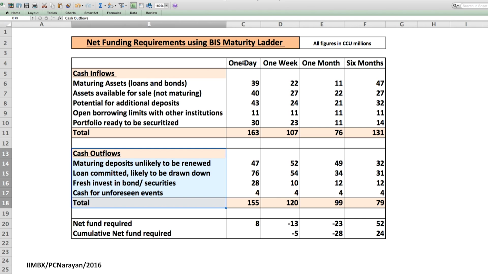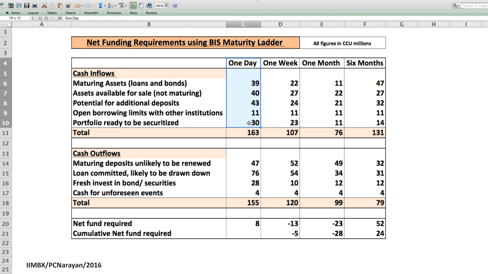Now, if you look at, for example, the planning horizon for the next 24 hours, what it shows you is the CCU in millions that are likely to inflow against each of these line items, and the total adds up to 163 million CCU. And the cash outflows indicate against each of those line items what is the cash outflow. For example, 47 million CCU of maturing deposits that are unlikely to be renewed, and therefore the cash will go out of the bank's system, and so on and so forth. Now this adds up to 155.